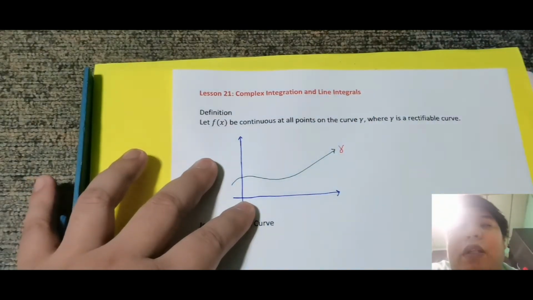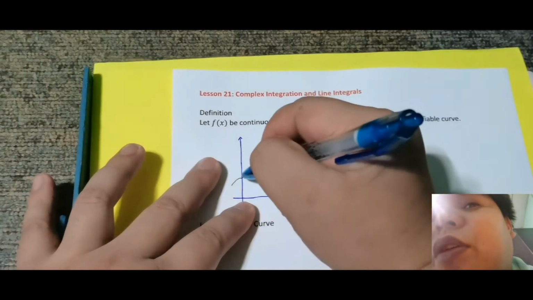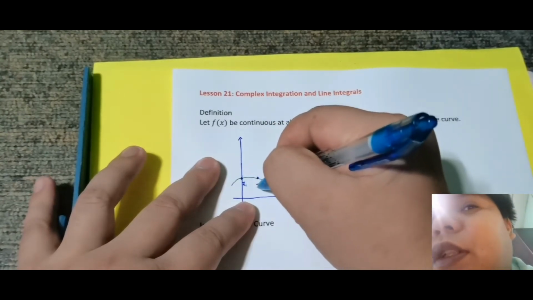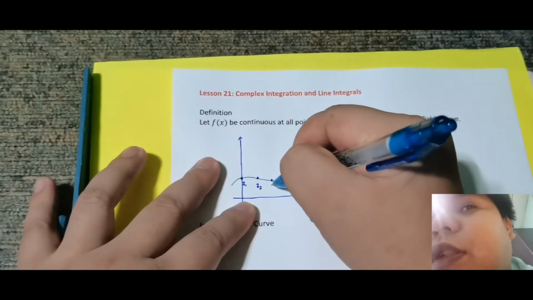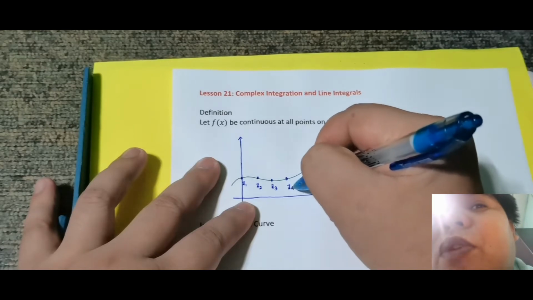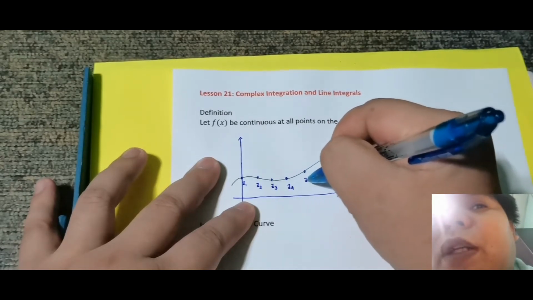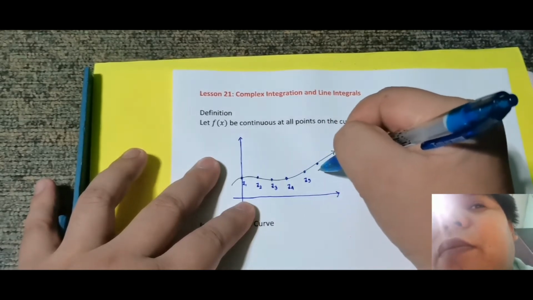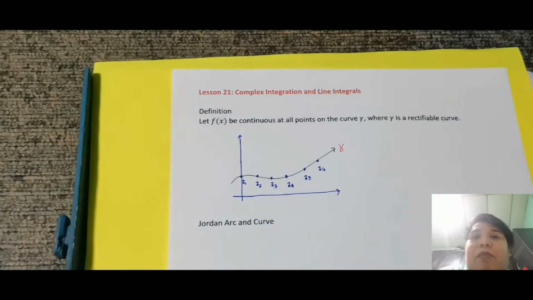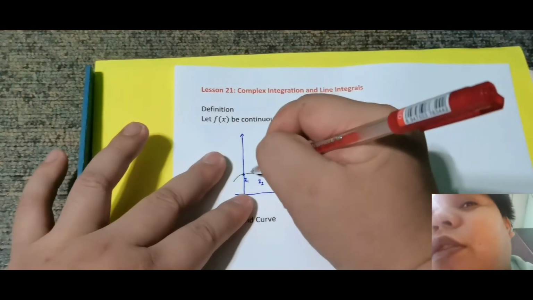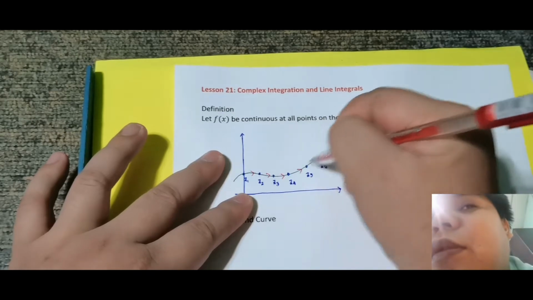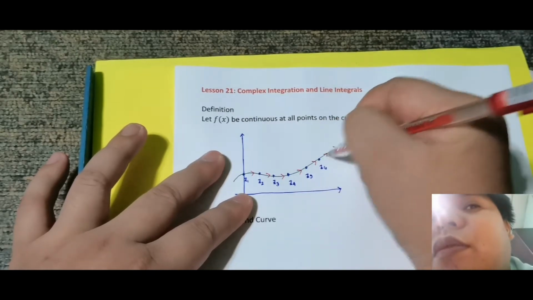Ngayon sa curve na yan may mga points. So let's say ito si point z1, si z2, si z3, si z4, si z5, then si z6. Hindi lang basta ganyan, since may point siya, meron din direction. So may direction dito, direction dun, papunta dyan, papunta dyan.